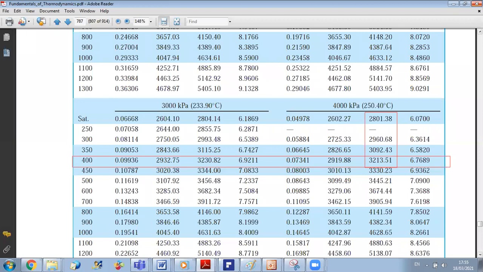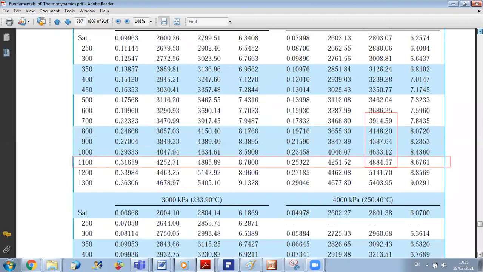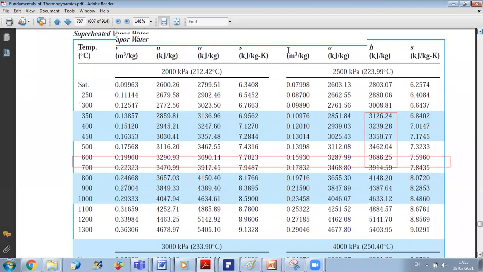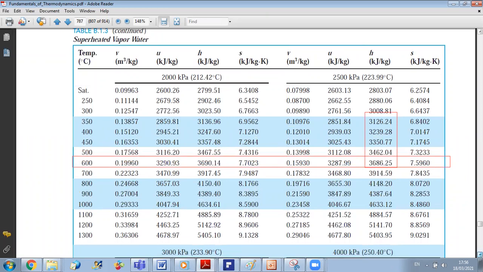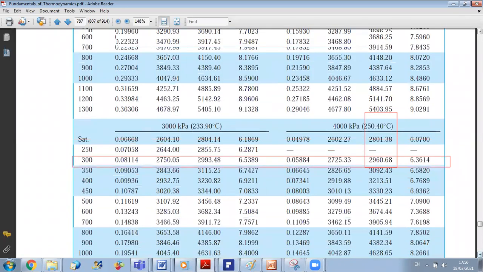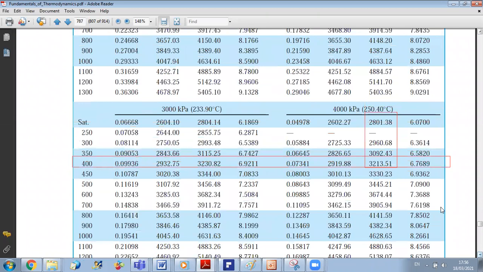So for S4 here, I go to my table. S is given by this column, the first one. Okay, so the first column represents S. Then I will go back to 400 degrees and 4 megapascal, so I can read the value of S. Okay, this is the value.